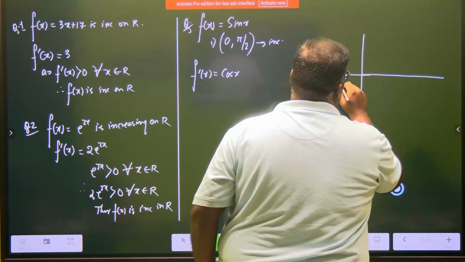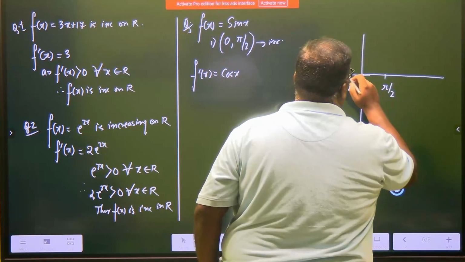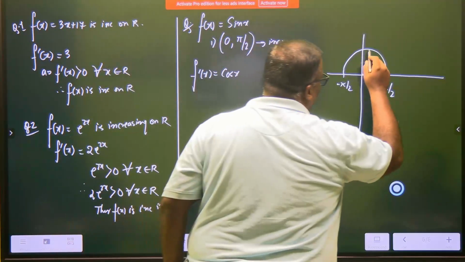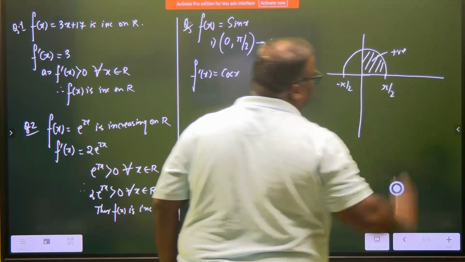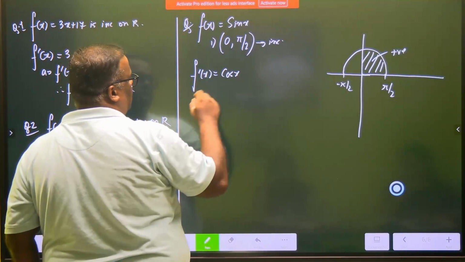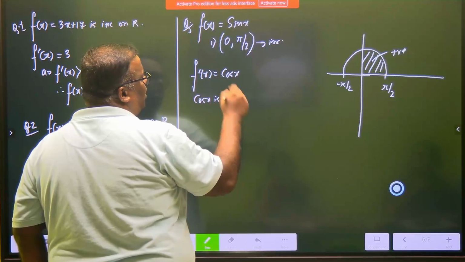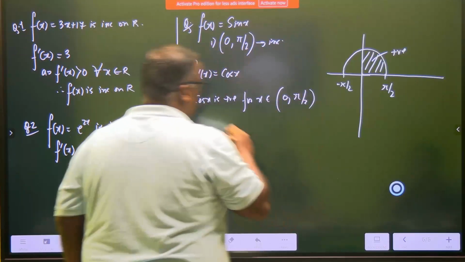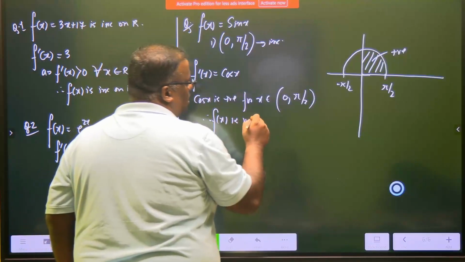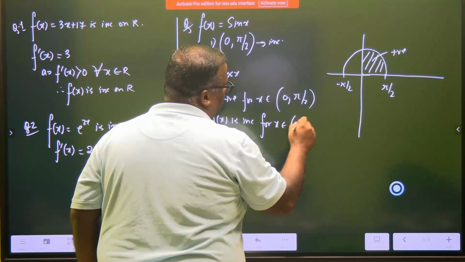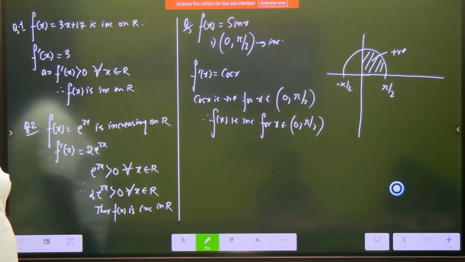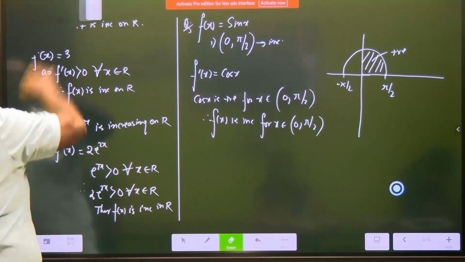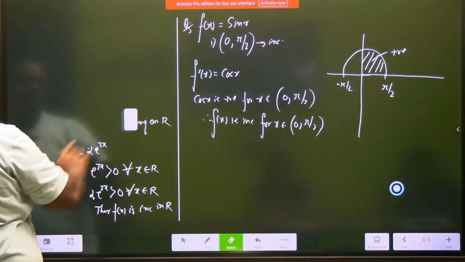f dash x equal to cos x. So how is the cos function? Say this is negative pi by 2, this is pi by 2. Cos function is something like this. So our question is, is the cos function positive here? Yes, it's positive out here between 0 and pi by 2. Cos x is positive for x belonging to (0, pi by 2). Hence, f(x) is increasing for x belonging to (0, pi by 2). Graph method, simple function, now we can use that. At the end of the day, your justification should be mathematically valid. Court needs evidence, as long as you can give evidence.